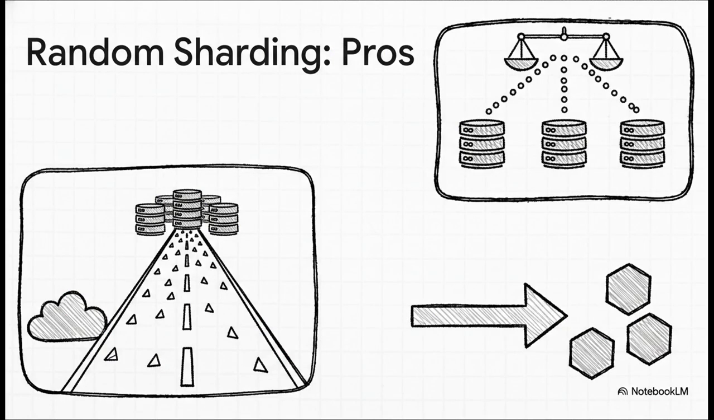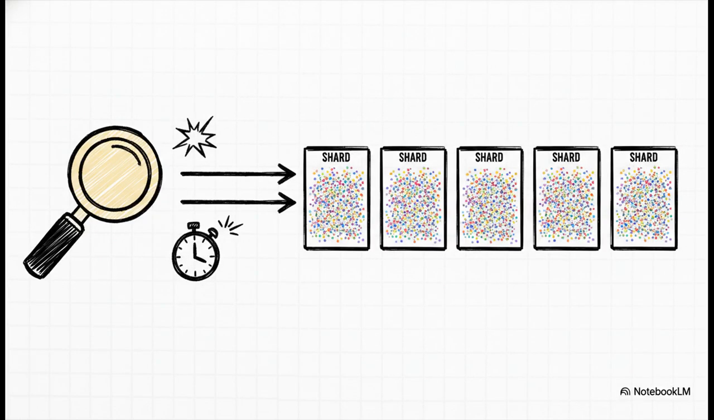Now, random sharding, which you'll see in popular databases like Milvus and Qdrant, is great for a couple of big reasons. It gives you perfect load balancing, which means no single machine in your system gets overloaded. It also makes adding new data super fast. But, and this is a big but, that randomness comes at a really steep price.